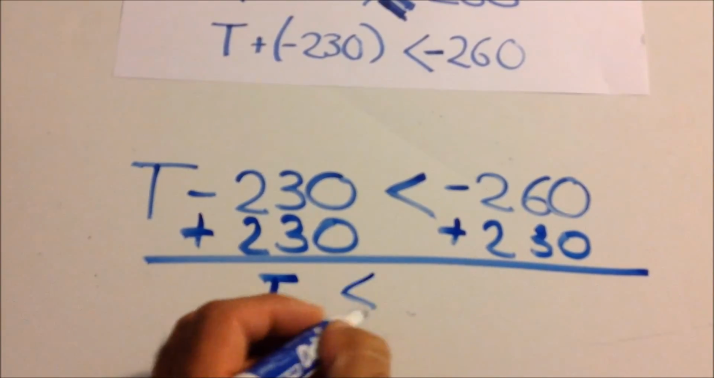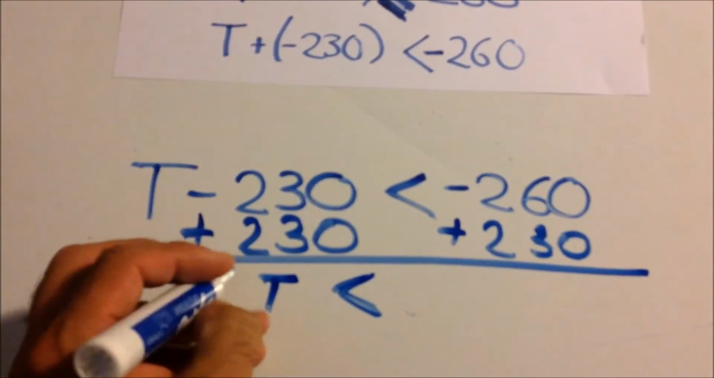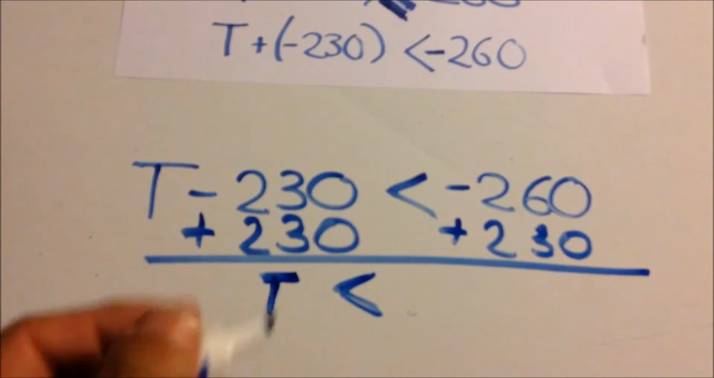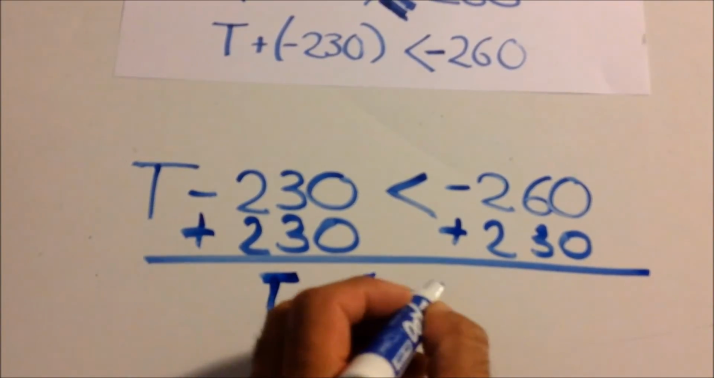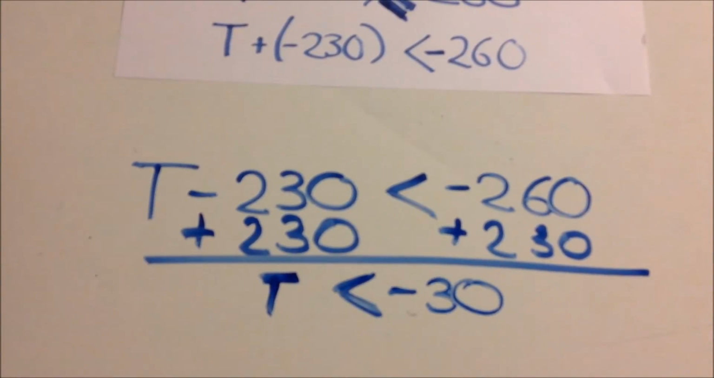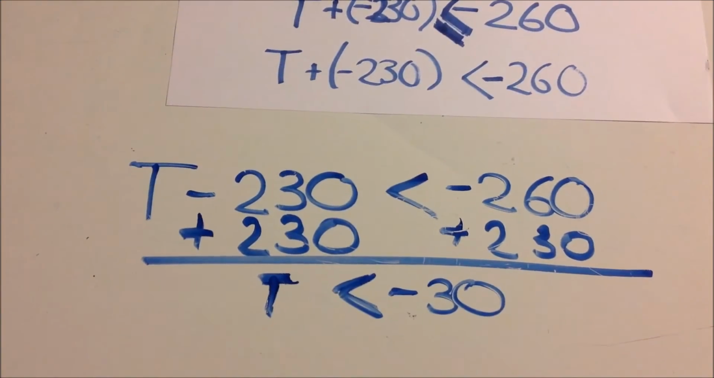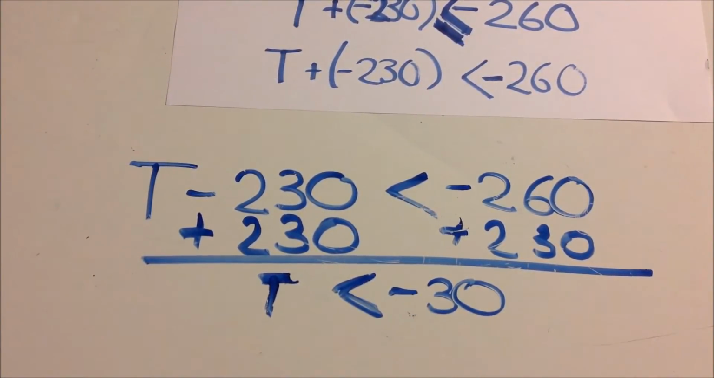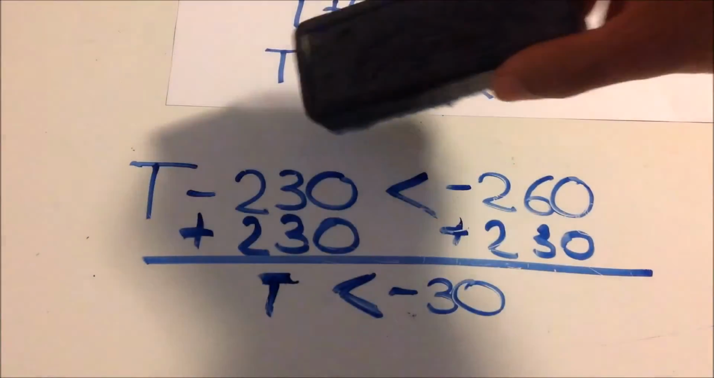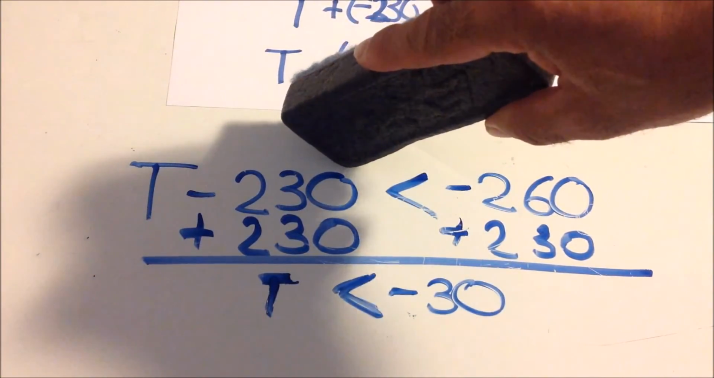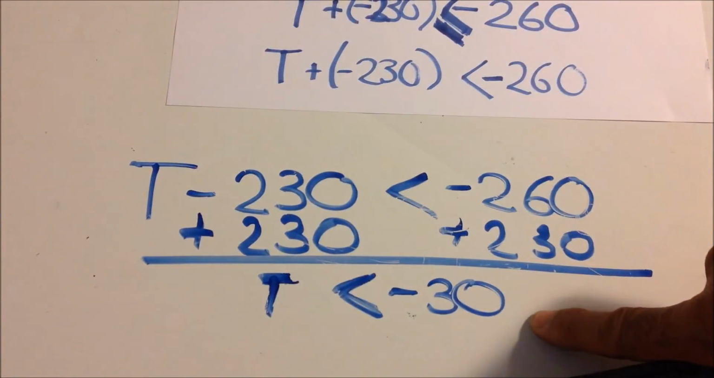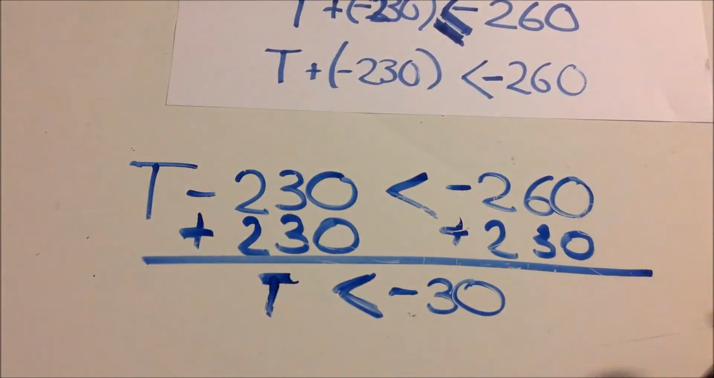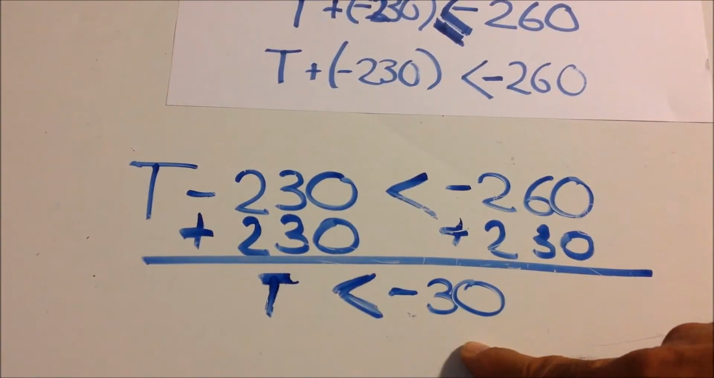So what we have here now is that the temperature on Titan, before it turns into a liquid, can go another 30 degrees. So what this is saying is that the temperature could go down another 30 degrees. That's what that negative means. So you had 230 degrees, let's say in this area. It could go down another 30 degrees, and then it will turn into a liquid. So you want the temperature to be less than negative 30 degrees.